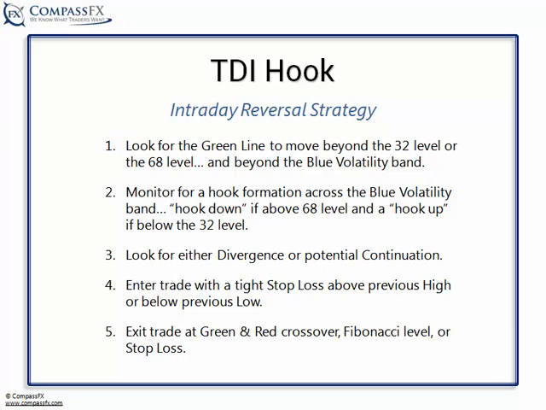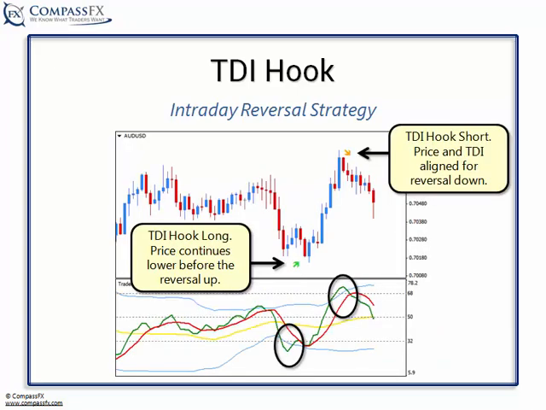We're going to enter the trade with a tight stop loss just above the previous high or just below the previous low. Exit the trade at the green and red crossover or a Fibonacci level or at the stop loss. On this chart of the Aussie dollar, you can see that we have a TDI hook long, yet price continues lower before the reversal up.